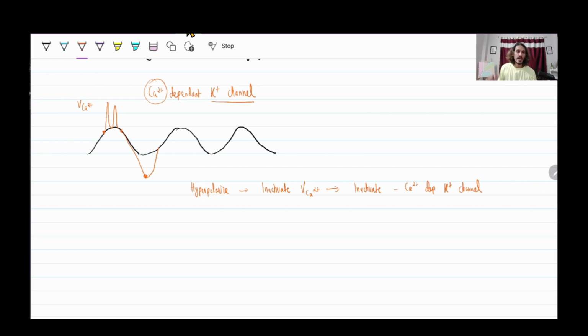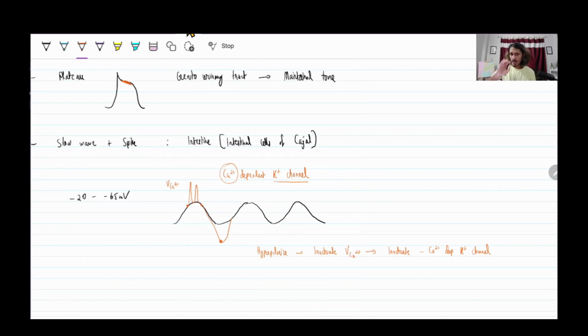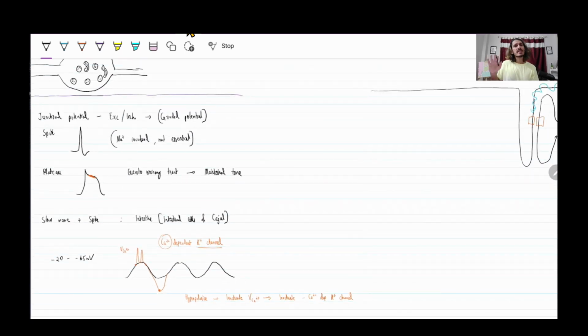So this can keep happening. So this is the kind of potential that you see in your intestinal cells. So these are all different ways by which calcium can come in. Okay, so once this is clear, how exactly is the calcium coming?